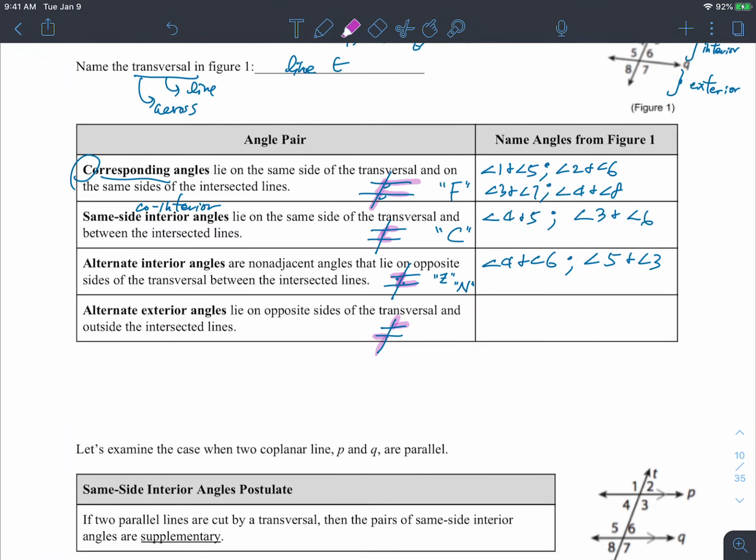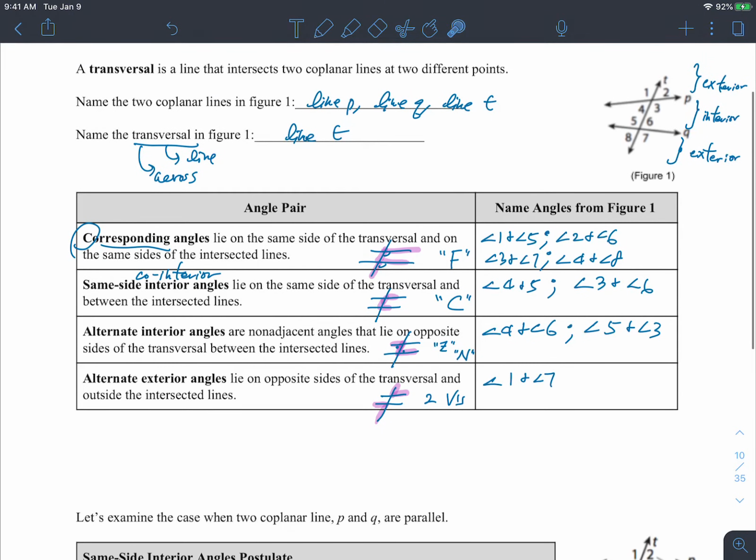All right. So in that particular case, I don't look at the shape for this one. Let's call it two V's, okay? In this particular case, it'll be 1 and 7, okay? It'll be this one and this one, because they're both outside, but on the opposite side, right? Alternating side, that's right. And angle 2 and 8.